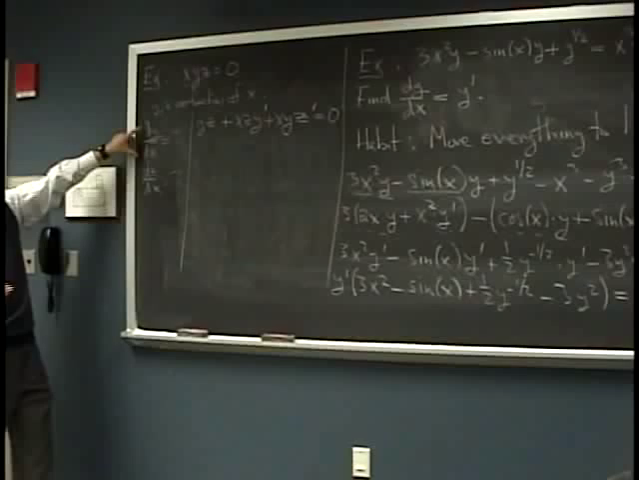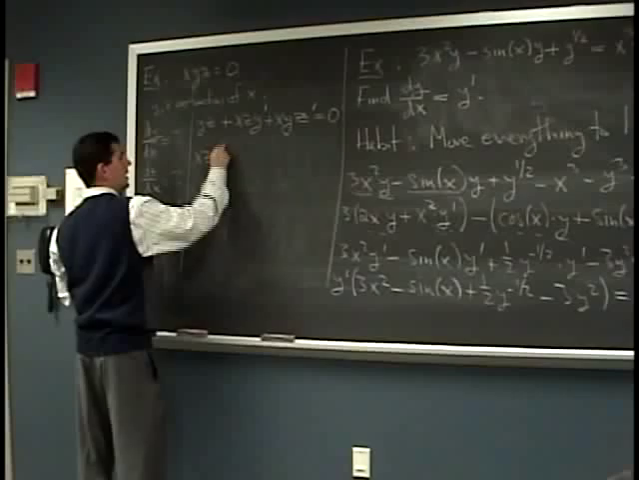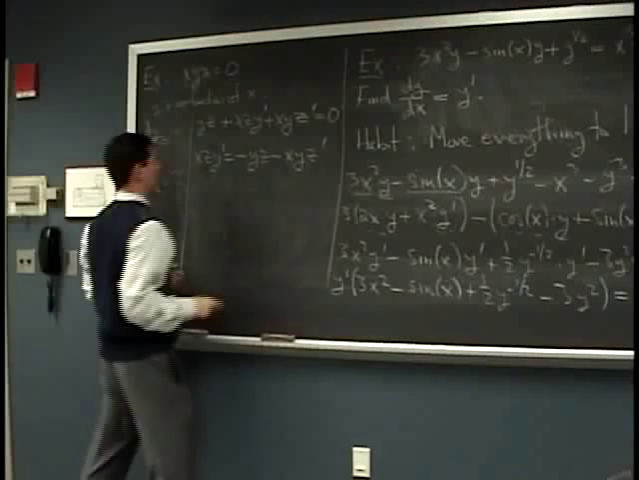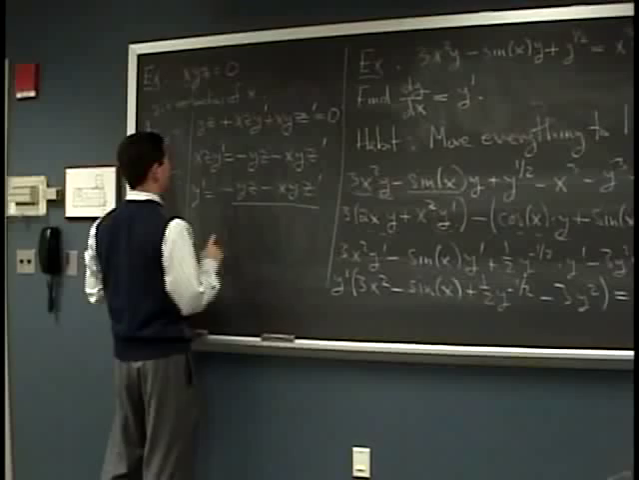And if we're looking for dy dx, then we have to solve for y prime. Well, we just put everything not a y prime on one side, and everything with y prime on the other side. Okay. Divide by the coefficient in front of the y prime, and you get y prime equals minus yz minus xy z prime divided by xz.